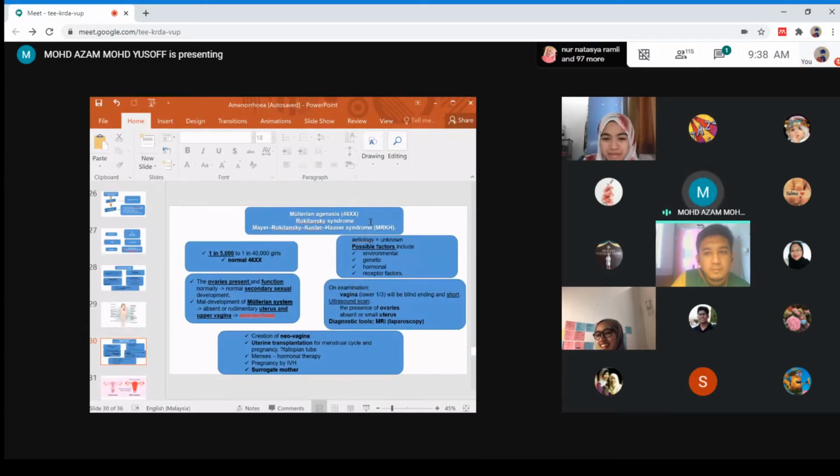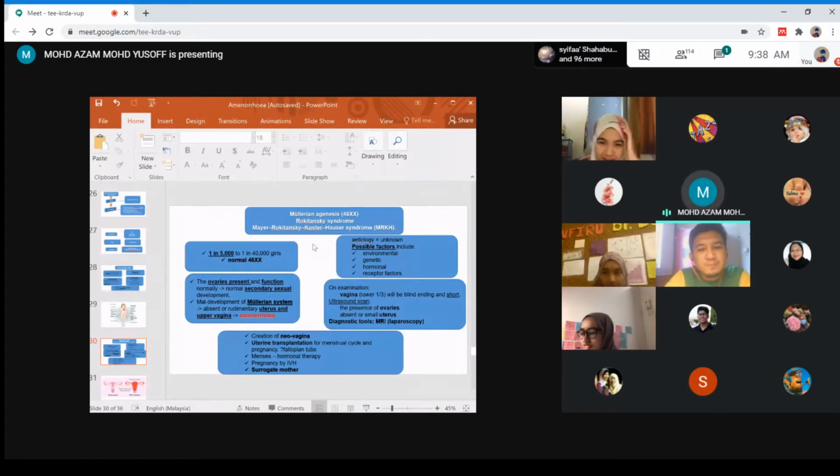This is 46XX. These are the names. They reflect the same thing actually. Two common things in primary amenorrhea are MRKH and Turner syndrome. They have normal karyotyping. The hypothalamic, pituitary, ovarian axis is normal and functioning. So they have ovary present, function normally, and they have a normal secondary sexual development.